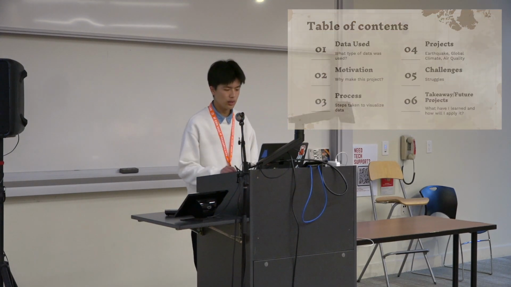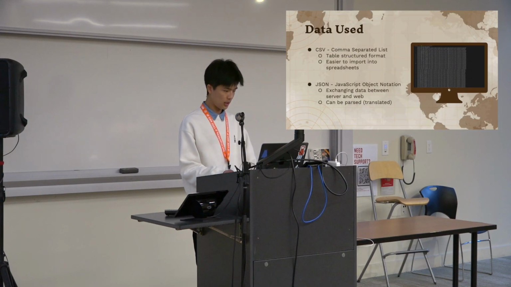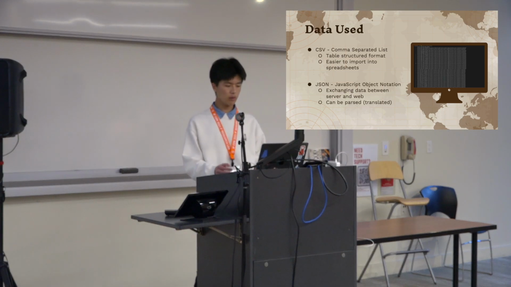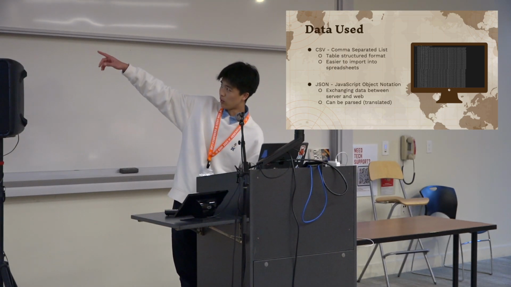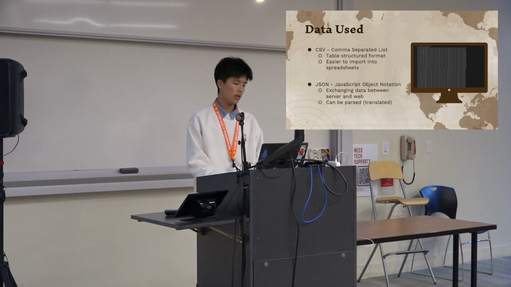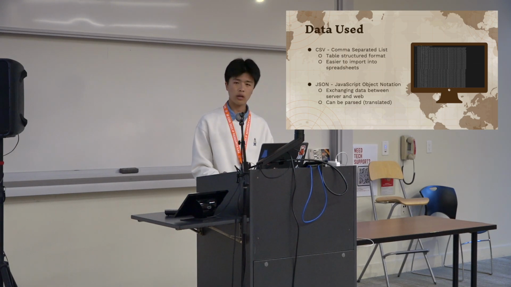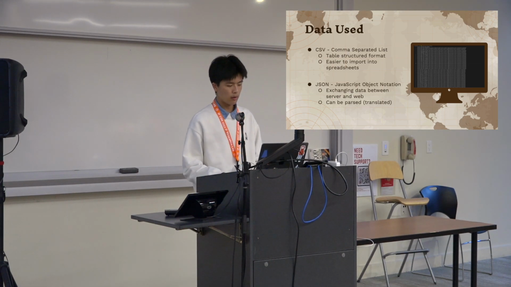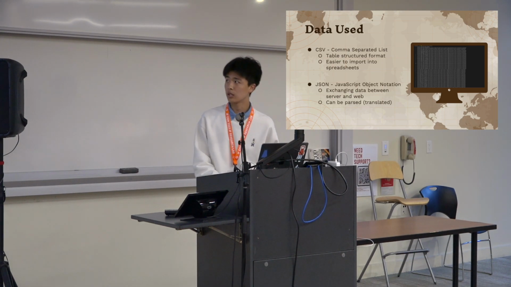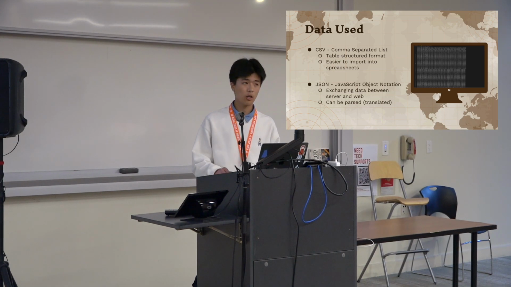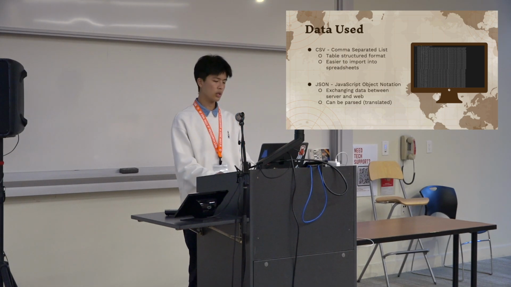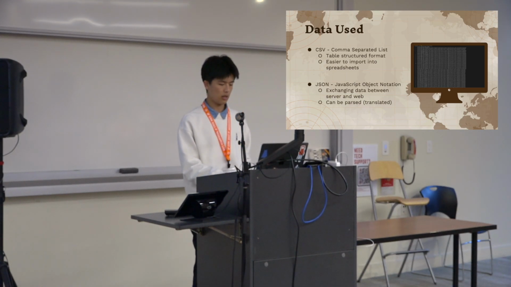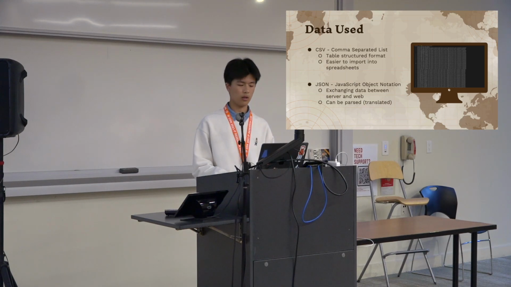Okay, so for the data used, I use CSV and JSON. CSV is a comma-separated list, typically in a table structured format. And the image on the right you see right there is a CSV dataset, and it's easier to import into spreadsheets such as Google Sheets. JSON is JavaScript Object Notation, which is typically used to exchange data between server and web. This can be parsed and translated to be applicable with different programs and coding languages, and in my case, Python.